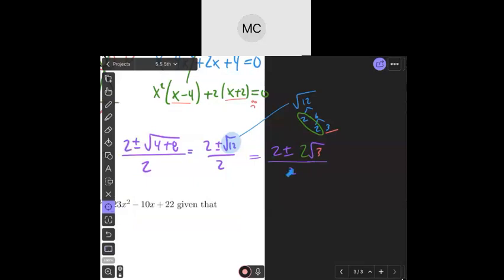And so these all have a 2 in them. I don't care about that guy since he's under a radical. Here are all my 2's. So x would equal 1 plus or minus 1 radical 3 over 1. But we don't write stuff like that. It'll just be 1 plus or minus radical 3.